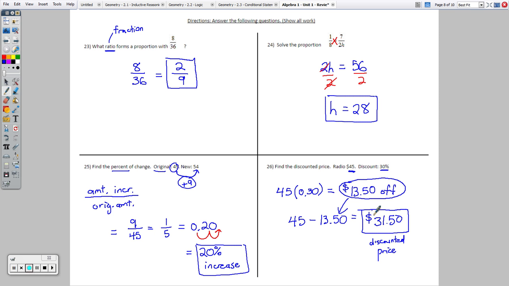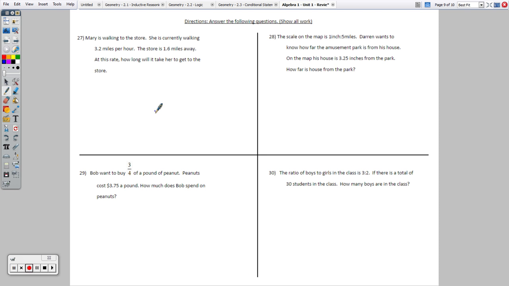Notice that I included units on that. I included dollars since that was the units in the problem. I do expect to see that on a test, something like that.